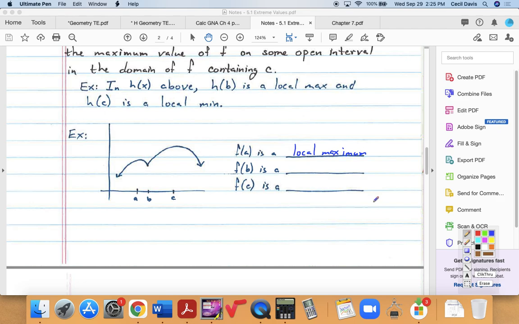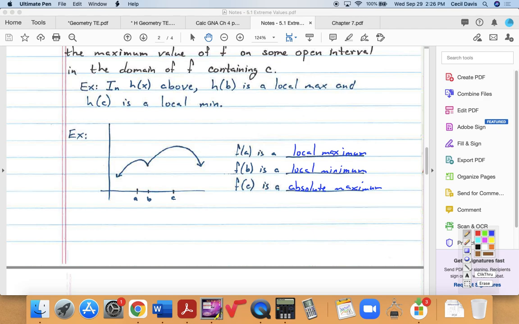What about f of b? Local minimum. It's a local minimum. And what about f of c? Yeah, it's the absolute maximum. Is it also a local maximum? Yes, it's also a local maximum. Every absolute maximum or minimum will be a local maximum or minimum. You can't be the fastest runner in the world if you're not the fastest runner on your block.